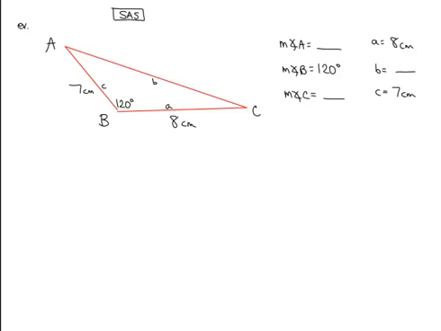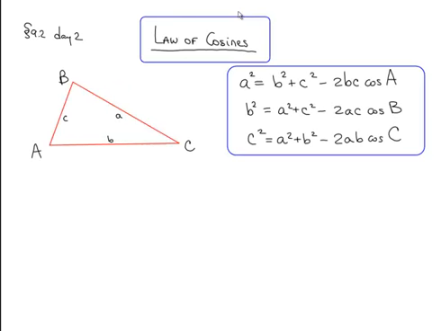All right, so let's go ahead and work through this. Notice that I was given angle B. Since I was given angle B, I'm going to use the version of this that uses angle B. It's the only one I can use, because if I try to use the other ones, I'm going to be missing more than one variable.